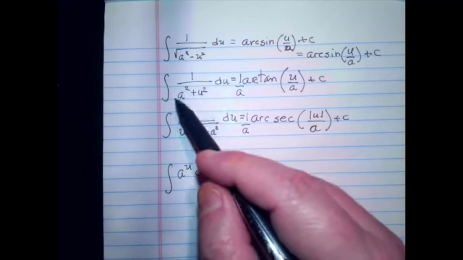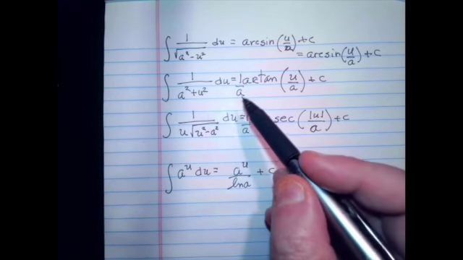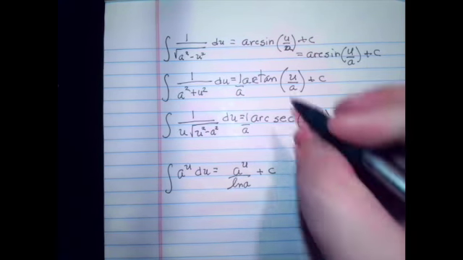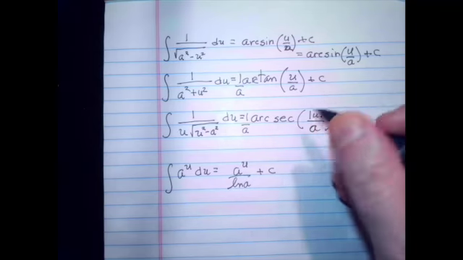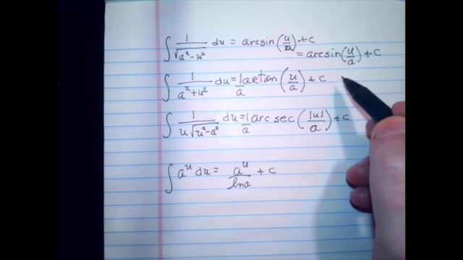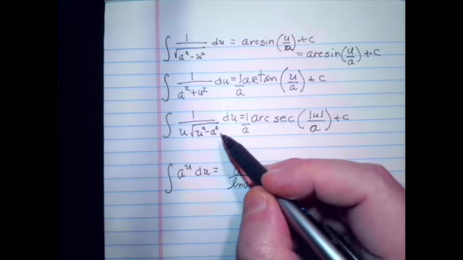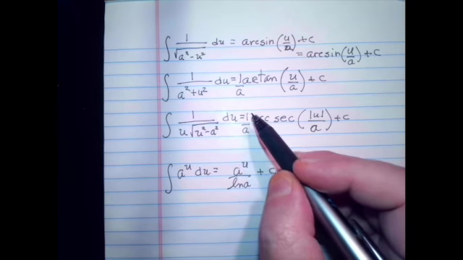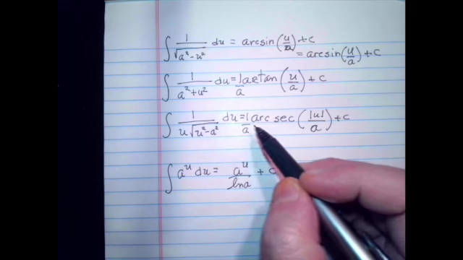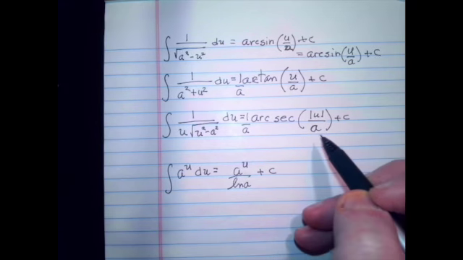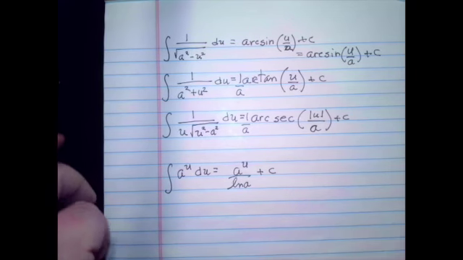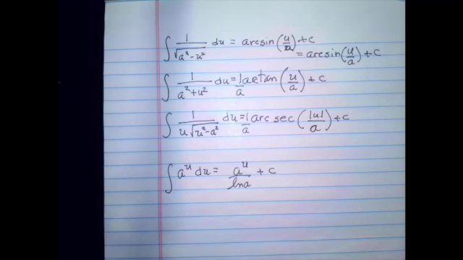If you're integrating 1 over a squared plus u squared with respect to u, that's going to be 1 over a times arc tangent of u over a plus c. If you've got 1 over u times the square root of u squared minus a squared with respect to u that you're integrating, it's going to be 1 over a times the arc secant of the absolute value of u over a plus c. And then the integral of a to the u du is a to the u divided by the natural log of a.